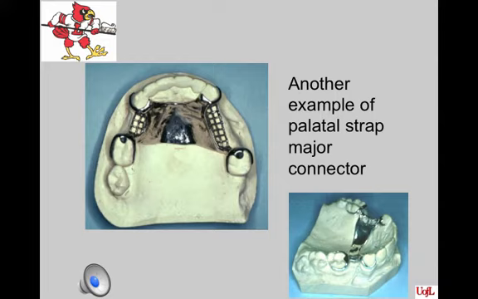Here's another example of the palatal strap major connector. Notice the difference in the width of the strap compared to the lower right design. They used plating in conjunction with the cingulum rest and went farther anterior with the strap. They had two options on this design. One would be to plate all of the anteriors to get from one canine to the other with the major connector, or to dip down around the four laterals.